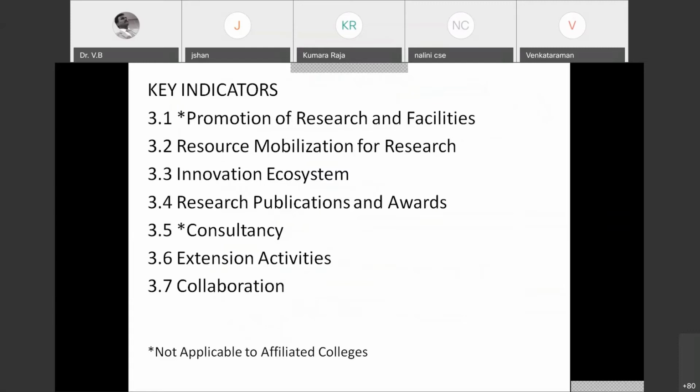This is what we are going to see in this criterion. Two of these key indicators are not applicable to affiliated colleges. That is, consultancy and research facilities are not applicable to affiliated colleges, whereas for autonomous institutions and universities, all the 7 are applicable.